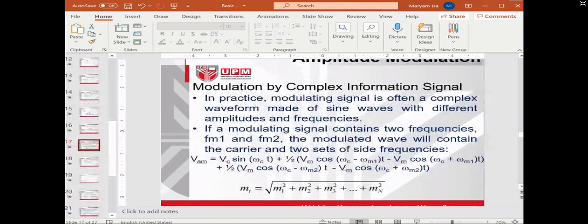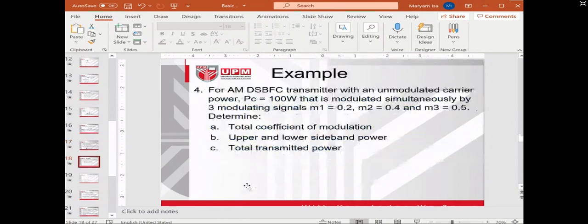Okay, take note of this modulation because you're going to use this total modulation when you have multiple modulation indices. So the total modulation index will be the square root of the total squared. So M1 squared plus M2 squared, plus M3 squared, up to MN squared, however many M you have. So all the modulation indices you square, sum, and then square root to get the total modulation coefficient or modulation index.